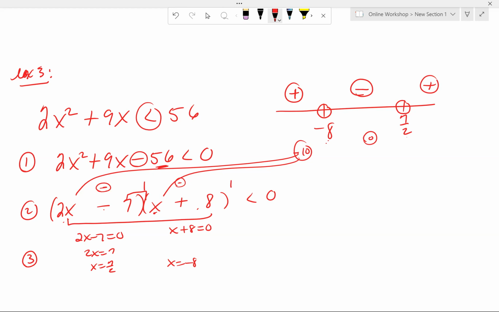I want this time where it's less than 0, the function. So I'm going to shade on the number line where it's a negative. And that will be now in step 4, the interval from -8 to 7/2.